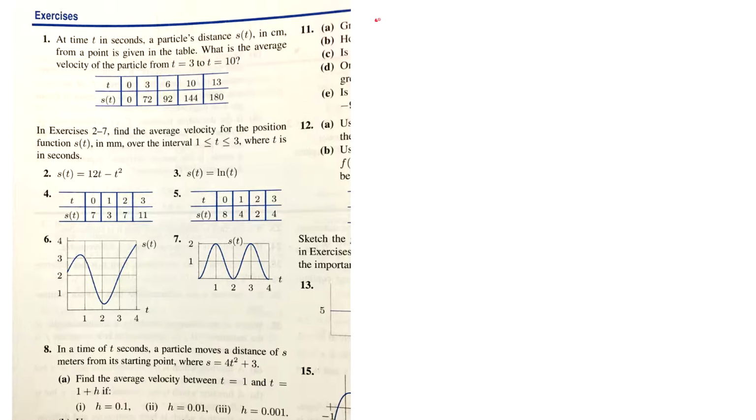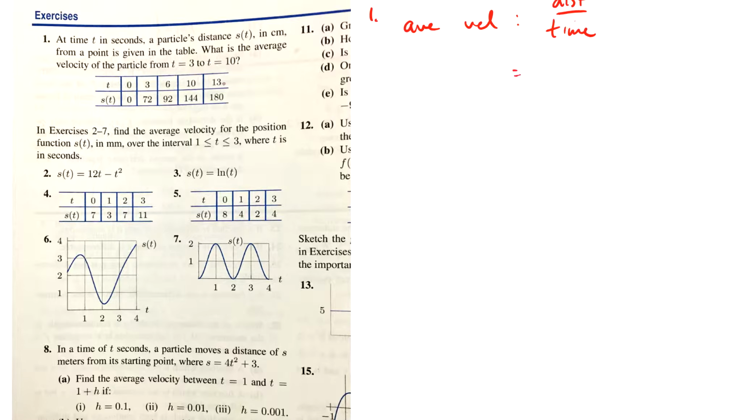Okay, number one. At time t in seconds, a particle's distance from a point, in centimeters, is given in the table. What's the average velocity from 3 to 10? Well, the average velocity is given by the distance traveled divided by the time.